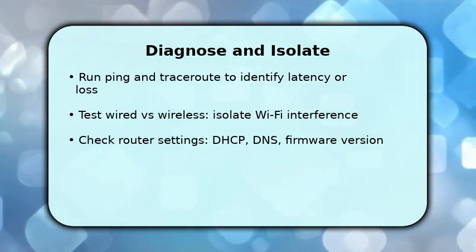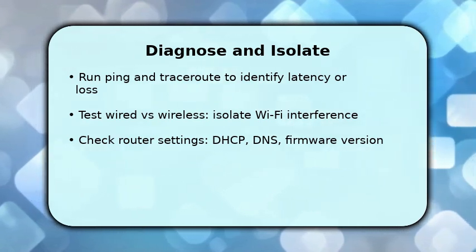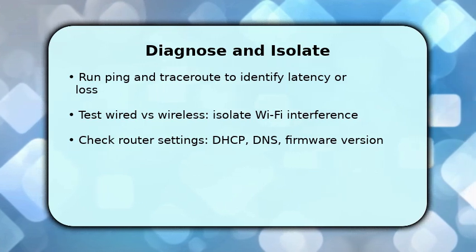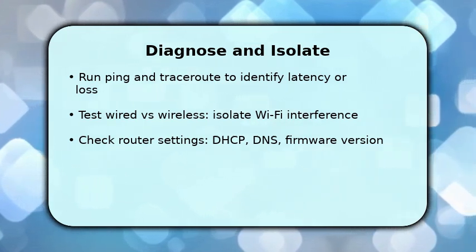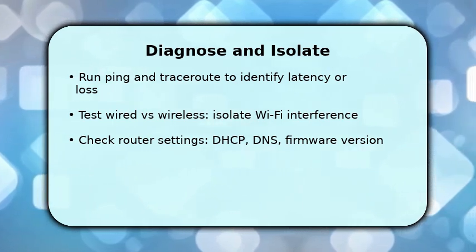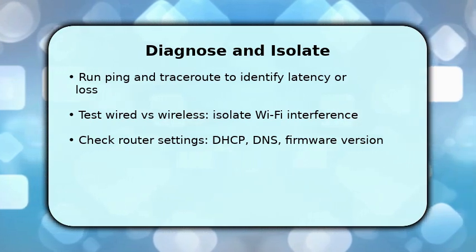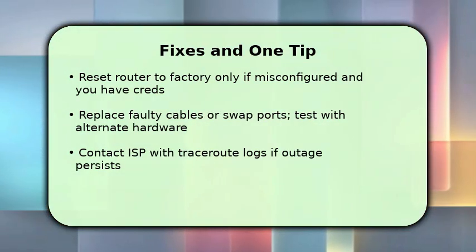Next, connect a device via Ethernet to rule out Wi-Fi interference. If wired works, focus on channel and band settings. Then inspect router settings. Verify DHCP is enabled, DNS entries are valid, and install any firmware updates to fix known bugs. Finally, apply corrective fixes and finish validation.